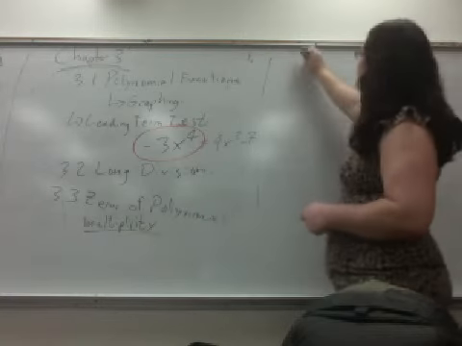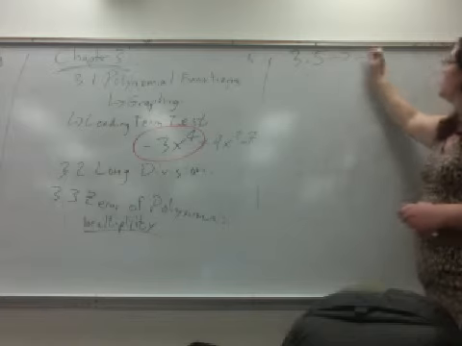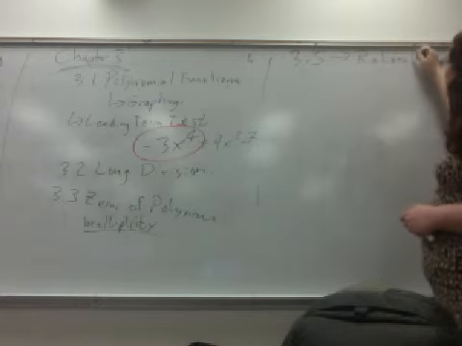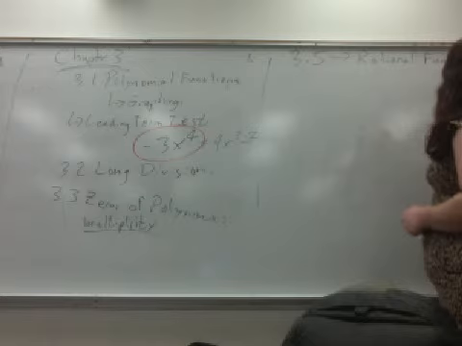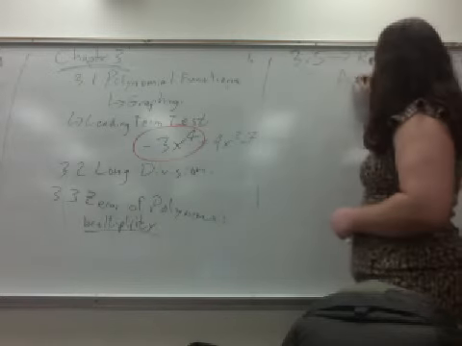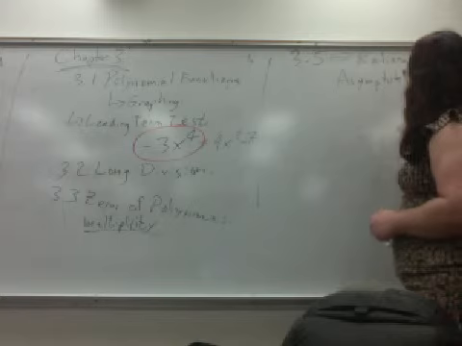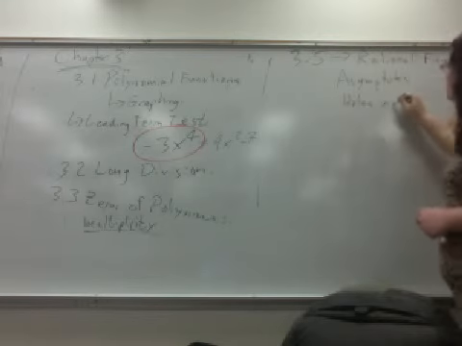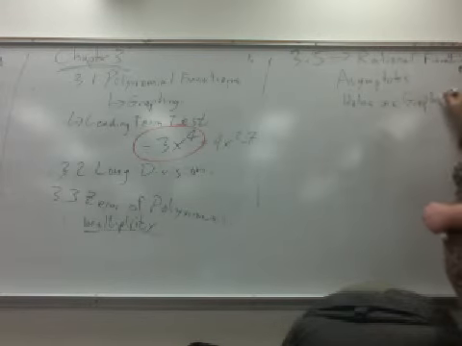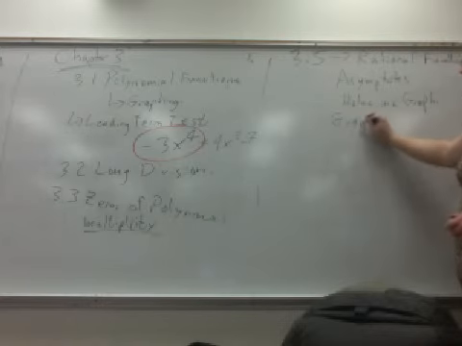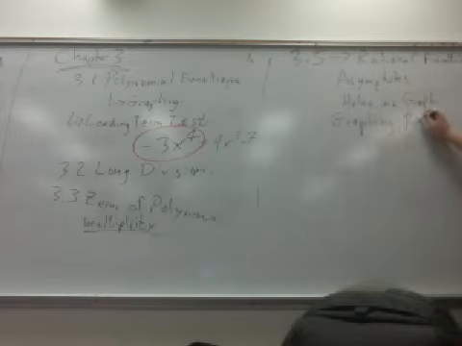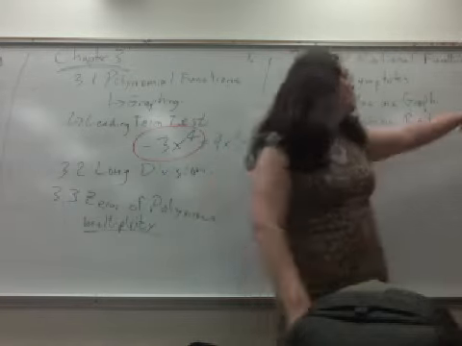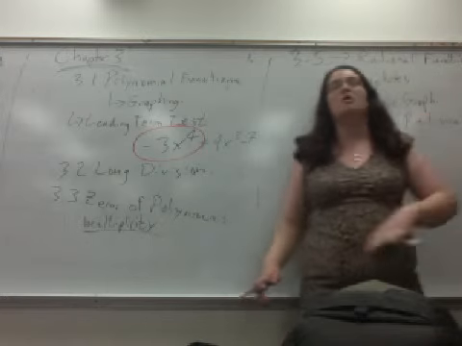And then to finish off chapter 3, I did 3.5, which is about rational functions. How do we find asymptotes? How do you find holes in a graph? And how do you graph rational functions? Again, rational functions are things like x squared minus 4 over x squared minus 9, right? Because it has a polynomial on the top as well as in the bottom. That's a rational function.